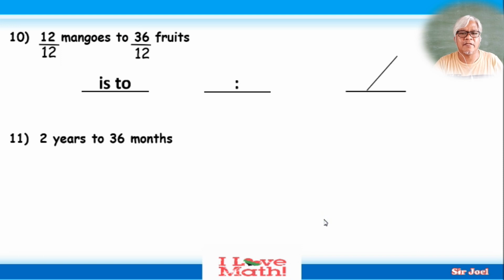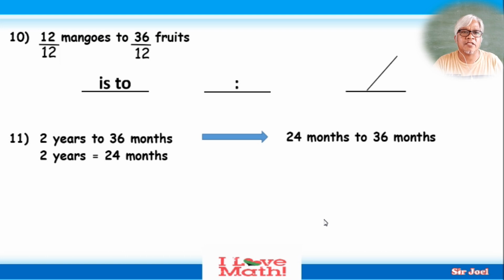Next, example number 11. 2 years to 36 months. Years, months. Pwede natin i-convert ang years into months. Okay? Paano? 2 years is equivalent to 24 months. Tama? Bakit? In a year, meron tayong 12 months. So, from the original problem, magiging na siyang 24 months to 36 months. Okay? Instead of 2 years, ang ginamit ko dito ay 24 months.